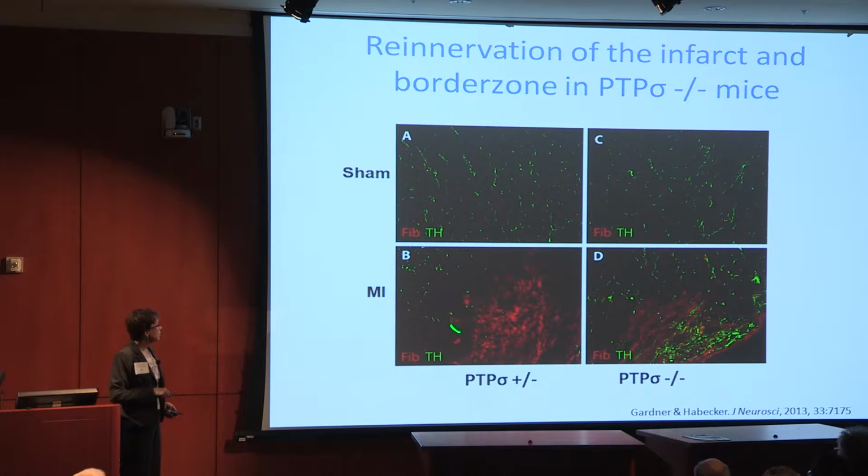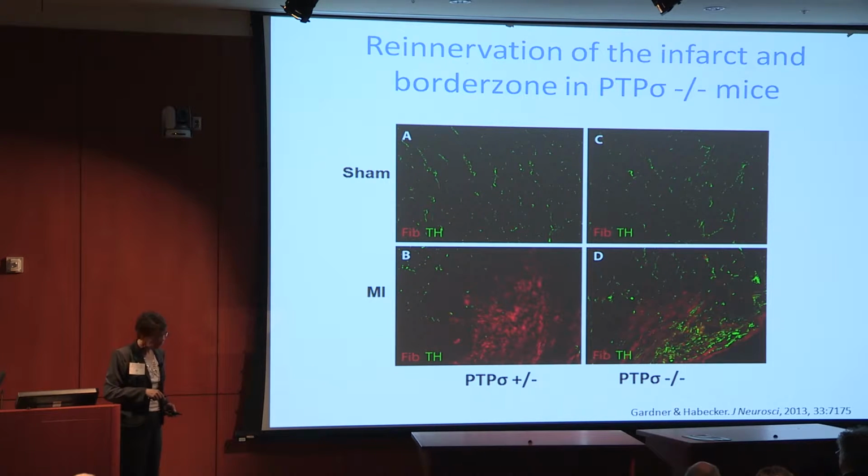And so here we're labeling with fibrinogen and tyrosine hydroxylase, and in the shams of these animals with the two genotypes, there's no difference. So innervation density, norepinephrine content, et cetera. And you can see here that it's not just the scar that's denervated, but there's an area around the scar that also tends to be denervated.